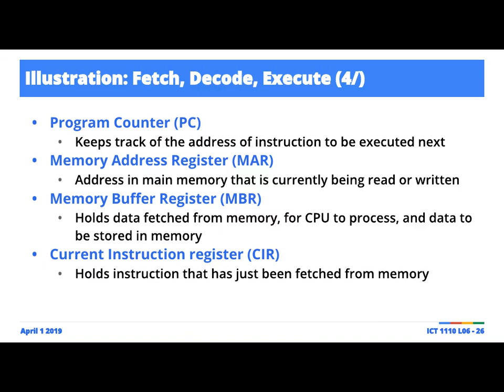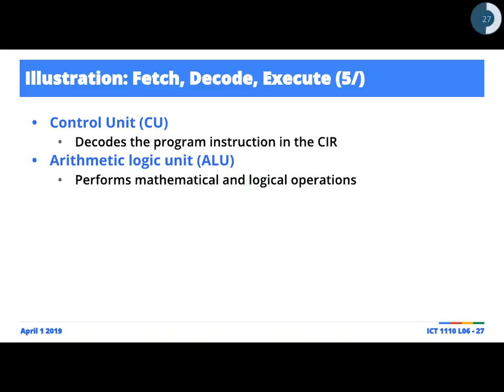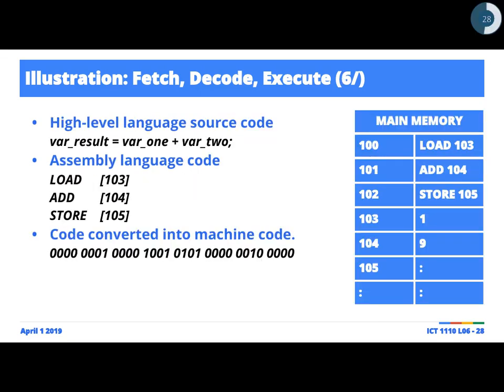In this case, registers. And then the current instruction register is the one that holds the instruction that is currently being executed, the thing that you're going to execute. And finally, the control unit decodes the instruction that has been fetched from memory. Then this thing performs arithmetic calculations.